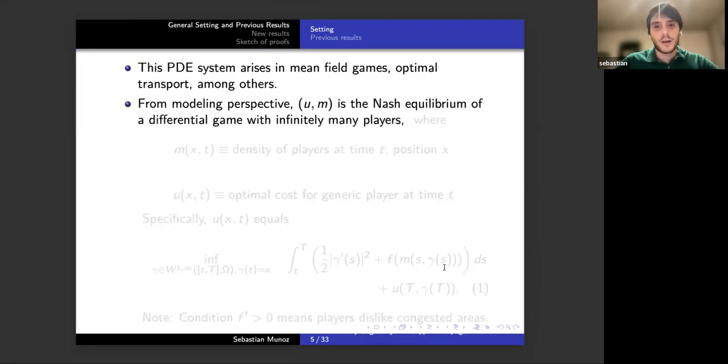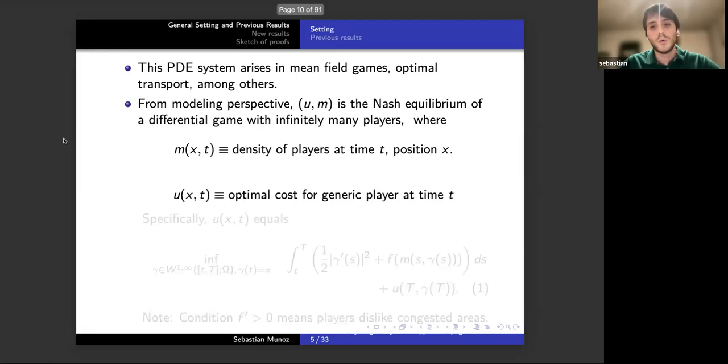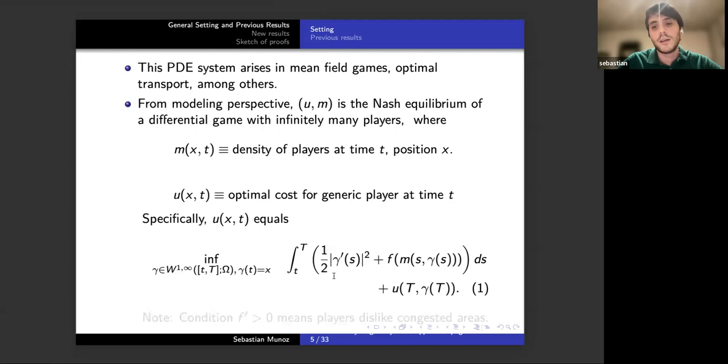From a modeling perspective, the solution (u, m) is the Nash equilibrium of a differential game with infinitely many players. So m is the density of players at time t and position x, and u is the optimal cost for a generic player at time t. Specifically, u(x,t) is equal to the solution to this optimal control problem, which is natural given that you solve the Hamilton-Jacobi equation. This is the cost that the players are trying to optimize. And notice that this cost function f is why it's not just a standalone Hamilton-Jacobi equation. This is the coupling between u and m.